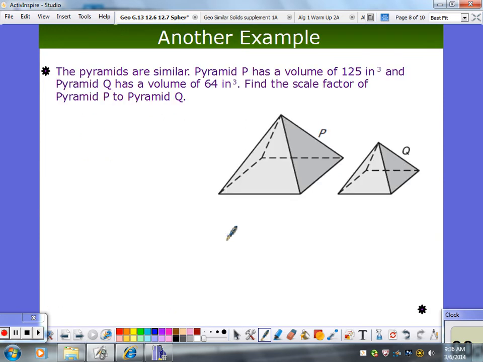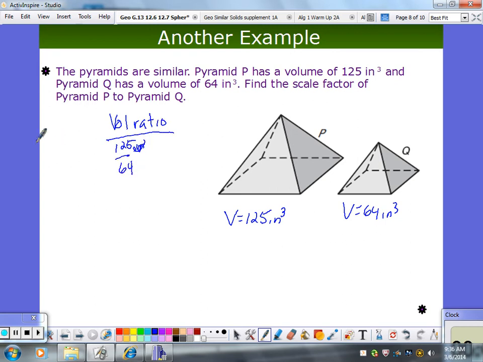Another quick example here. The pyramids are similar. Yes, they are. So pyramid E, this one has a volume of 125 cubic inches. Q has a volume of 64 cubic inches. Find the scale factor. So I like to write them out because I get very confused. This is my volume ratio. How do I find the scale factor then? How do I find scale factor?